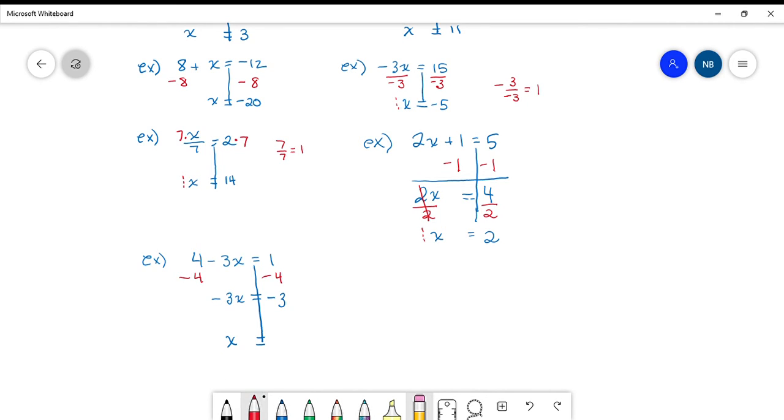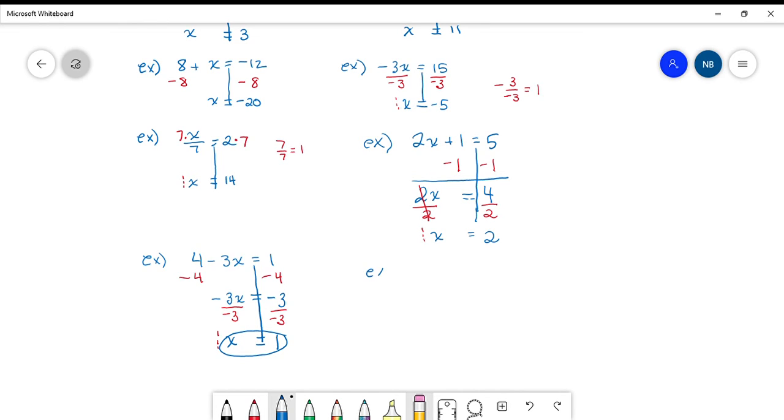Now, to get x by itself, I need to move the negative 3, which is being multiplied by the x. So if we divide by negative 3, we have negative 3 divided by negative 3, which makes a 1, which is what we want. So I'm going to do it also to the right. Negative 3 divided by negative 3 is 1, so my solution is x equals 1.